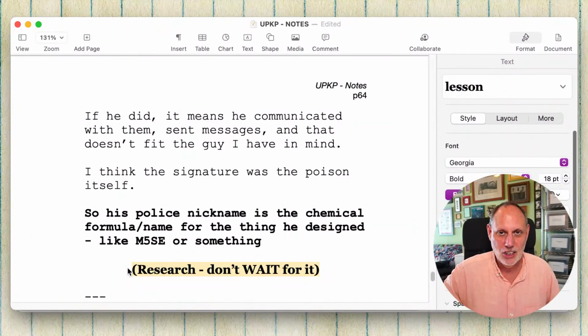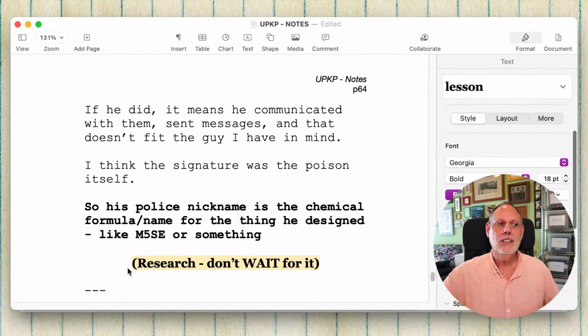You don't need to be able to design your own poison. In fact, you should not do that. But the thing about research, don't wait for it. It can be useful. It can be great. It can be very helpful, but do not spend your time becoming an expert in poisons before you write your story. For one thing, you're very likely to research things that you will not be able to get in.